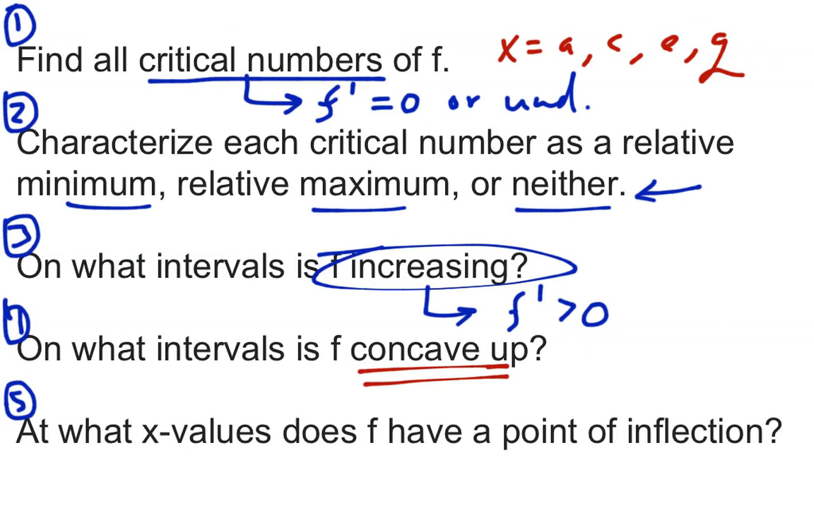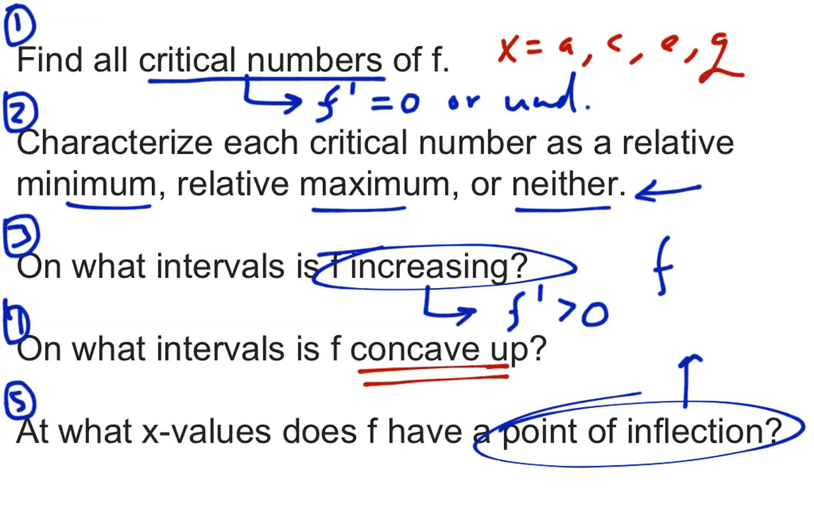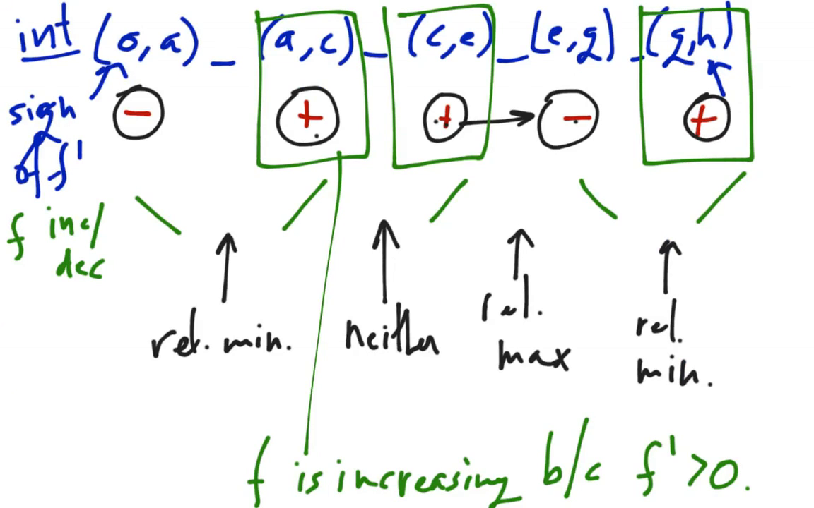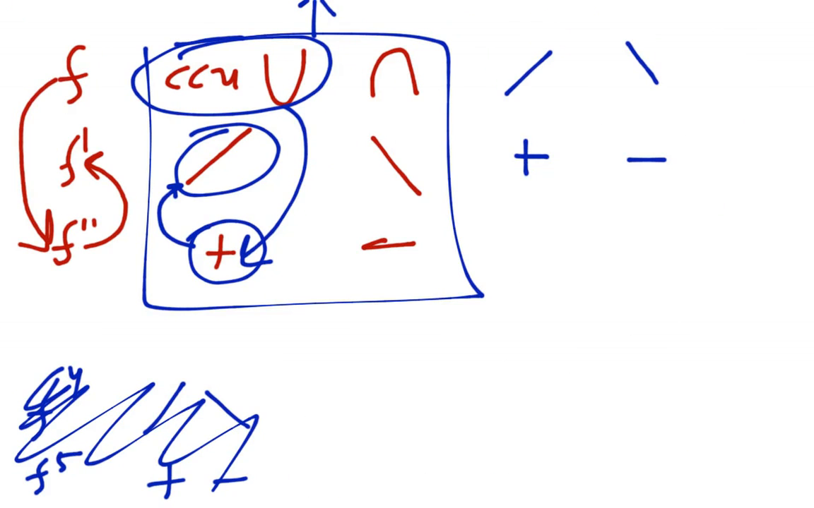Last question is, where are the points of inflection? Okay, again, you have to think about, alright, what's a point of inflection? A point of inflection is where f changes concavity from concave up to concave down, or vice versa. And if we look at our chart here, well, if f is changing from concave up to concave down, or vice versa, that means that f double prime is changing from negative to positive, or vice versa, or alternatively, and the same, it means that f prime is changing from increasing to decreasing, or vice versa.